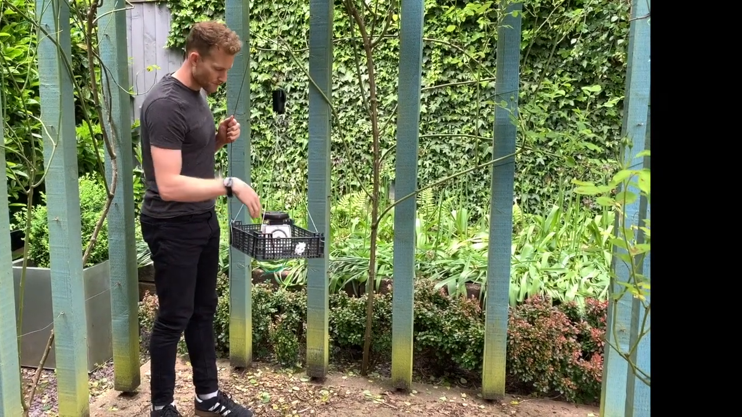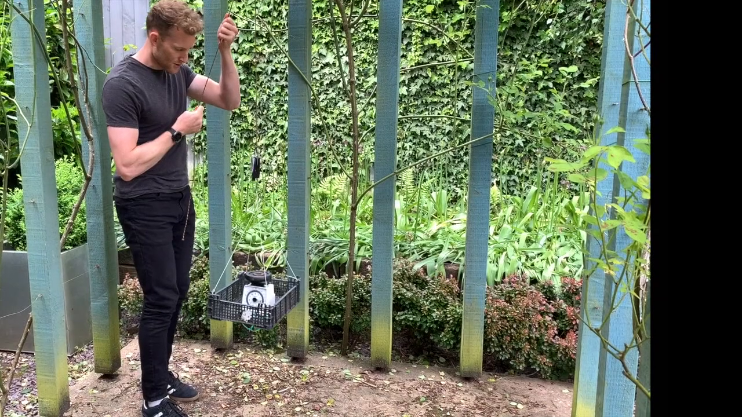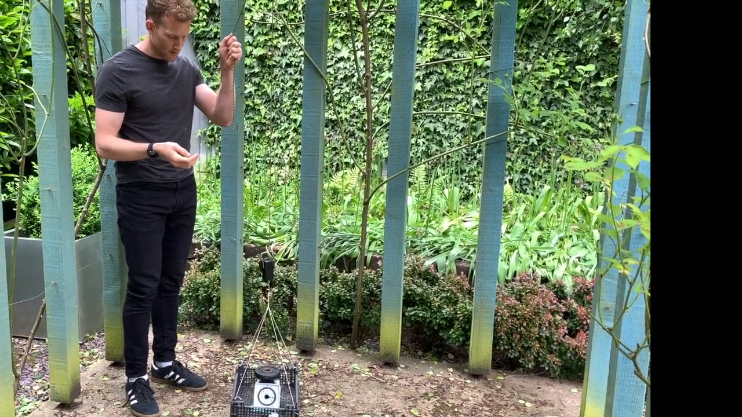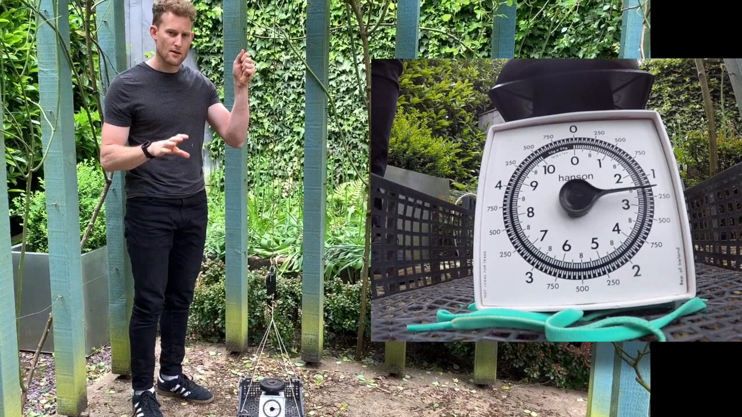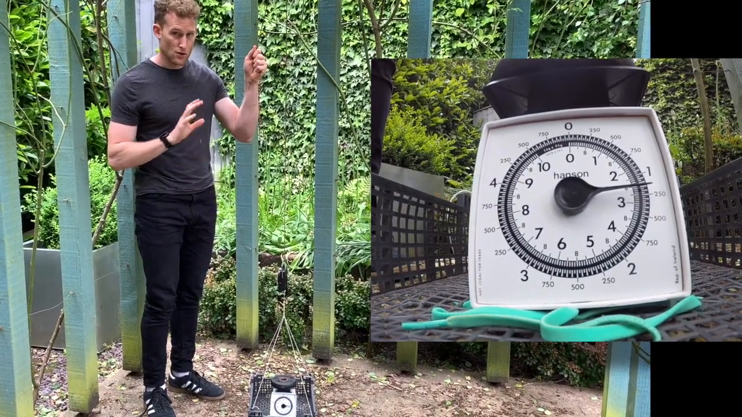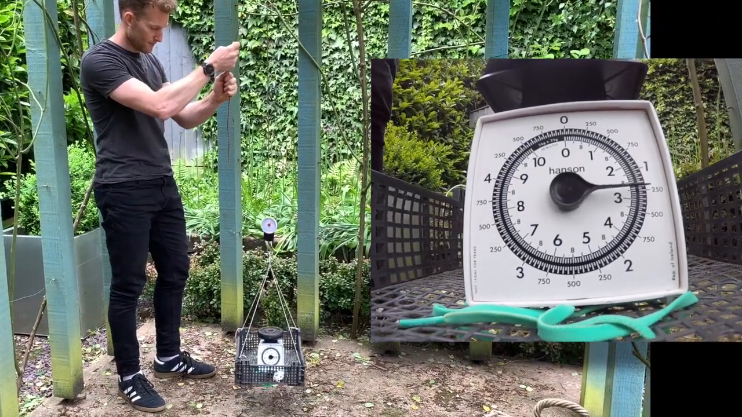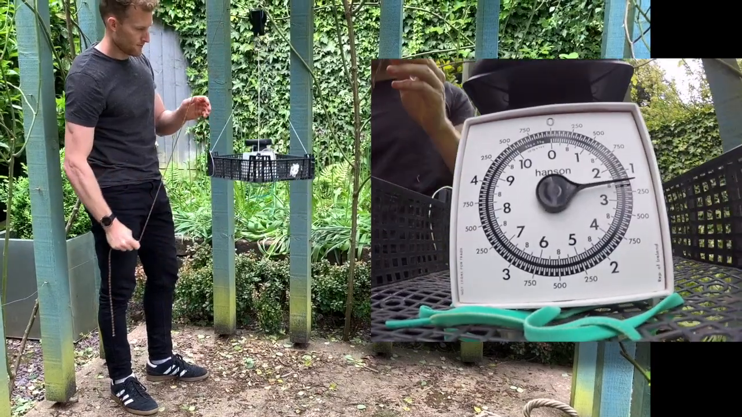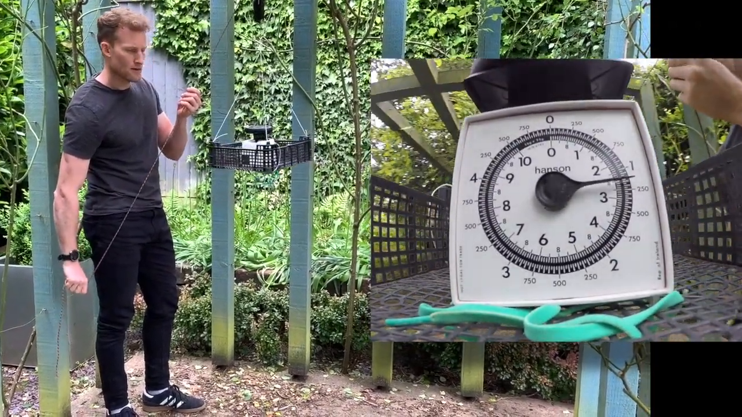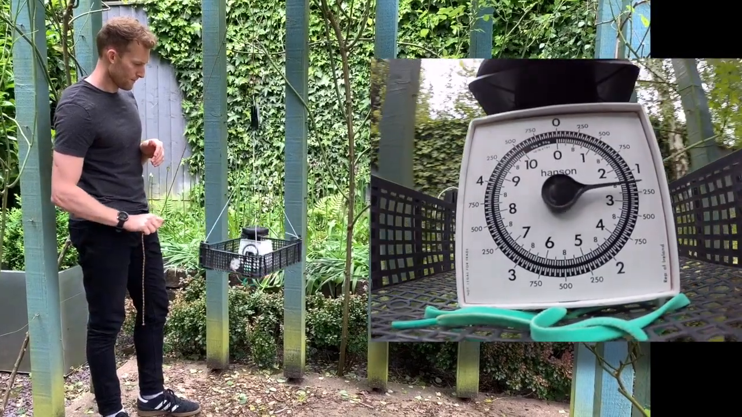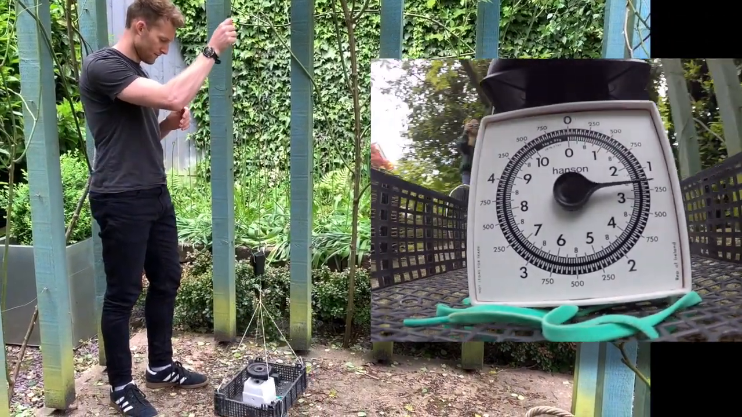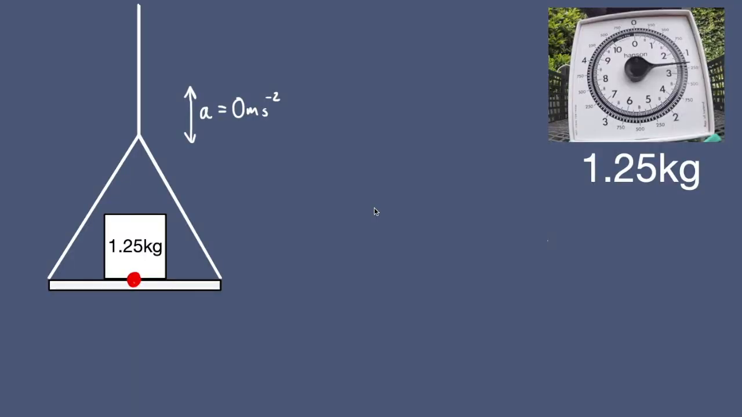The last thing I want to show you is what constant speed looks like. So if we have constant speed in our lift, we shouldn't find that there's any change in the normal reaction force. So I'm going to do this as carefully as I can. So we're going to go for a constant speed up. Okay, and then a constant speed down. So for this last example, where we have constant speed, there should be no acceleration. And if we look at the scales, it says 1.25 kilograms.